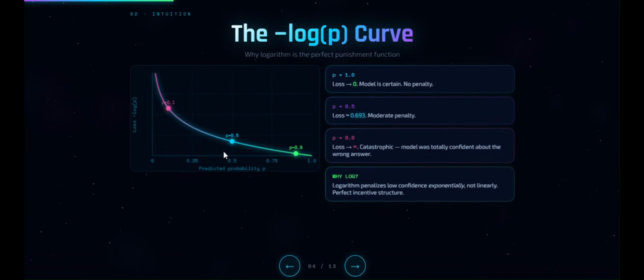Now, why negative log? Here's the interesting part. Why do we use the log? Because it creates the perfect punishment curve. If the model predicts the correct answer with very high confidence, the loss becomes almost zero, as you can see. But if the model gives a very low probability to the correct answer, the loss becomes huge. And that's exactly what we want. Confidently wrong predictions should be punished heavily. That's why the negative log function works so well. And here we can see the formula we have used is y is equal to negative of log p.